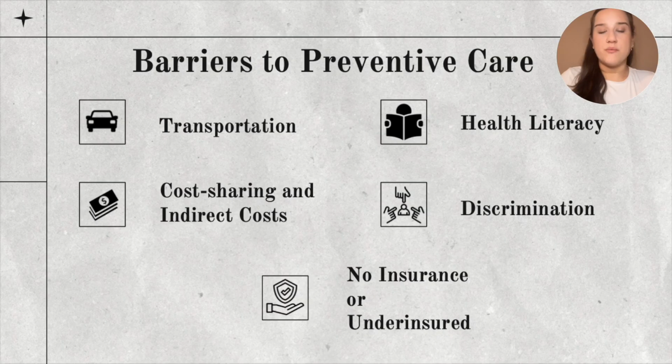Individuals with lower SES are more likely to have lower health literacy, and lower health literacy reduces the amount that they understand their health, and they're more likely to receive worse treatment. Individuals with lower SES also report that discrimination is a barrier to preventive care, and they're more likely to be discriminated against based on their income or the type of insurance they have.